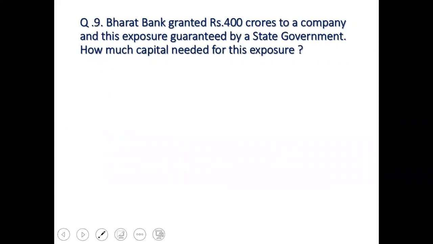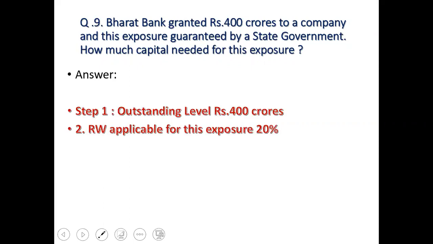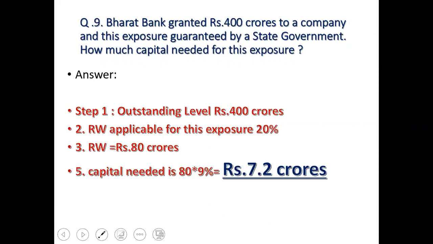For example, Bharat Bank granted 400 crores to a company and it is guaranteed by state government. How much capital needed for this exposure? This is the question they will ask. So 400 crore, state government means 20% risk. So the risk weight is 20%, meaning 400, 20%, 80 crore. 80 into 9%, 7.2 crores capital is needed.